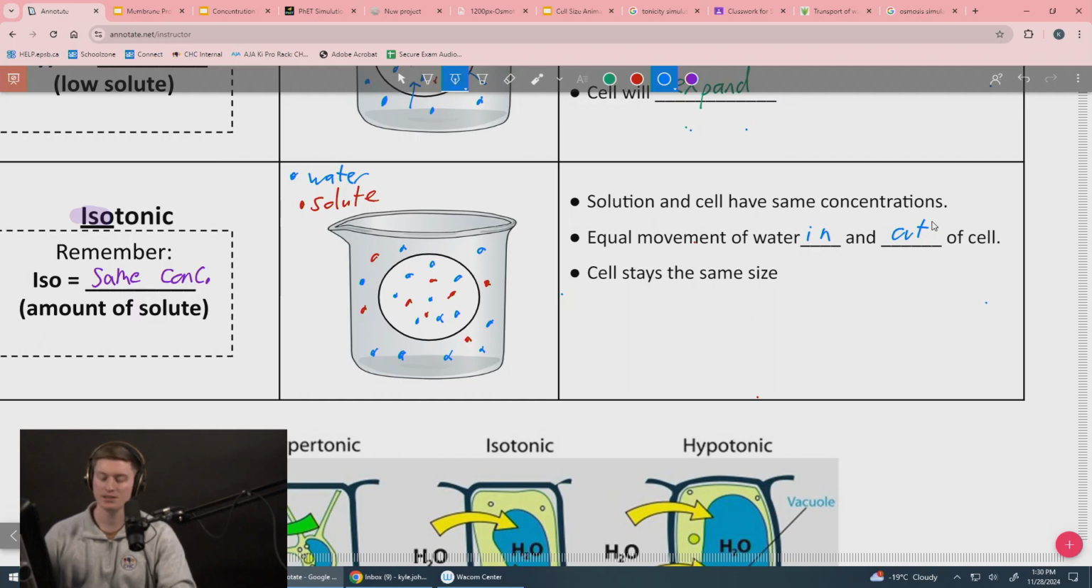The key thing here is that the water is always moving. It's not that the water doesn't move if the concentrations are equal. Water is always moving.